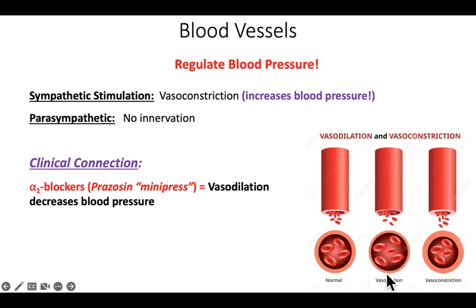All right, so you either stimulate the muscle and it causes vasoconstriction, or you don't stimulate it and the muscle relaxes and the blood vessel dilates, and that lowers blood pressure.